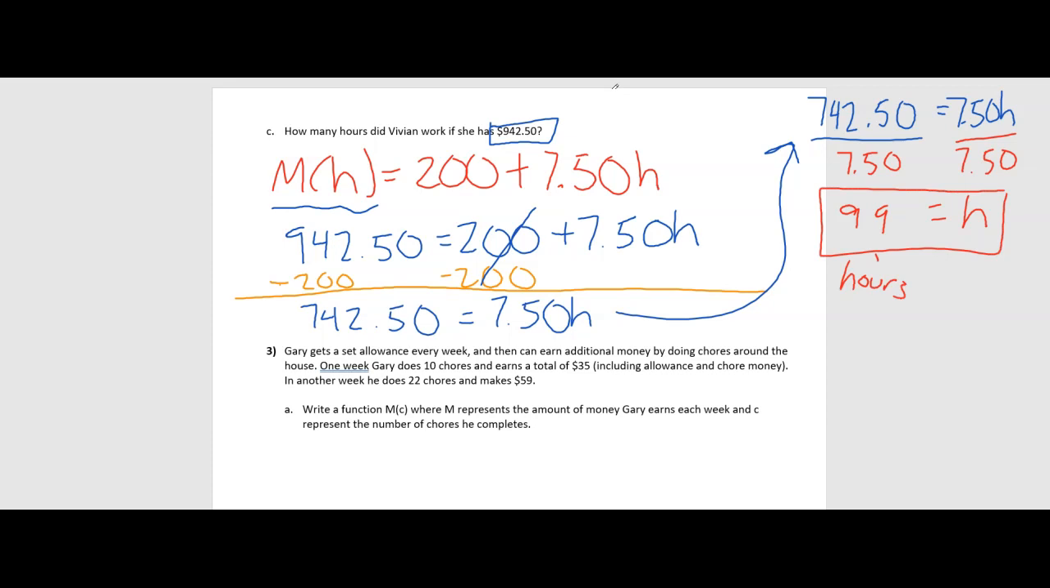Final time, pause the video, see if you can come up with a sentence that describes our answer. Okay, so a couple ways we could say it. We could say after 99 hours, Vivian has $942.50 in her account. Or we could say, when Vivian has $942.50 in her account, she has worked for 99 hours.